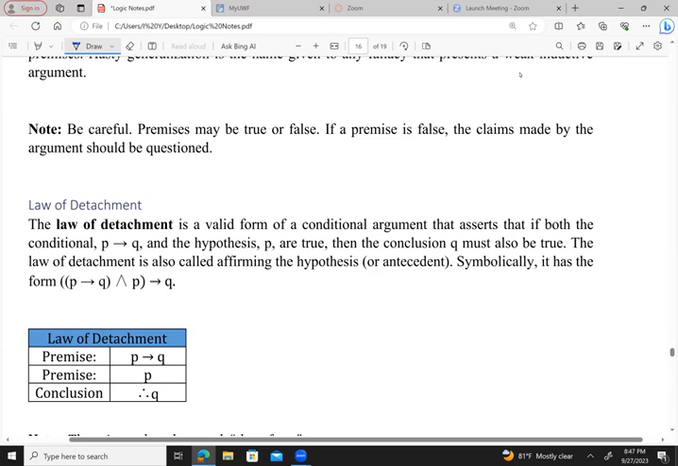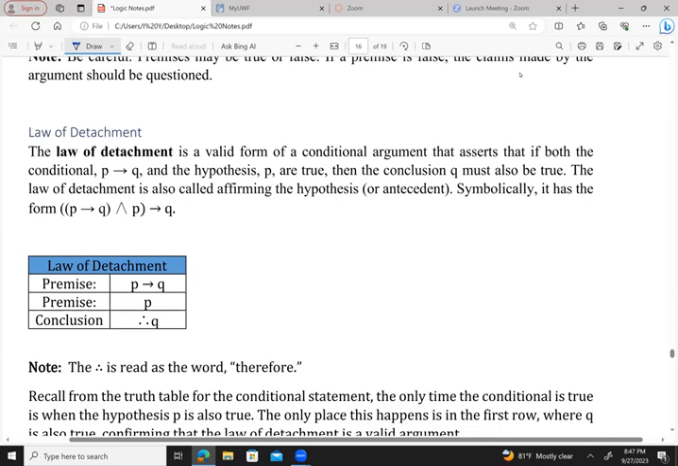So we start with the law of detachment. The valid form of a conditional argument that asserts that if both the conditional, if P then Q, and the hypothesis P are true, then the conclusion Q must be true. The law of detachment is also called affirming the hypothesis or antecedents. Symbolically, it has the form if P then Q, and P, then Q.